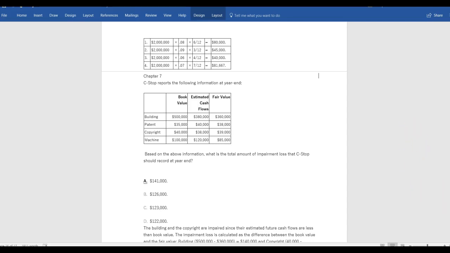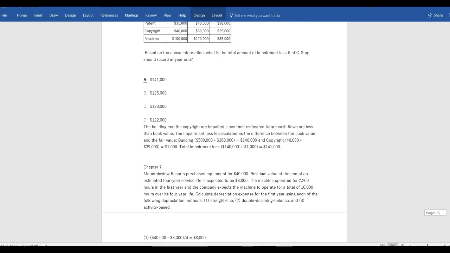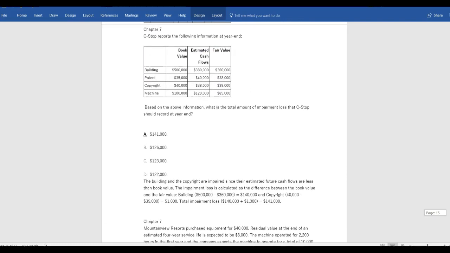Then we have Chapter 7 here. I think this is it here. Chapter 7 basically has 2 questions. One relates to the impairment. It gives us the information of book value, estimated cash flows, and fair value. And you have to determine what the impairment is. You've got to know the rules.